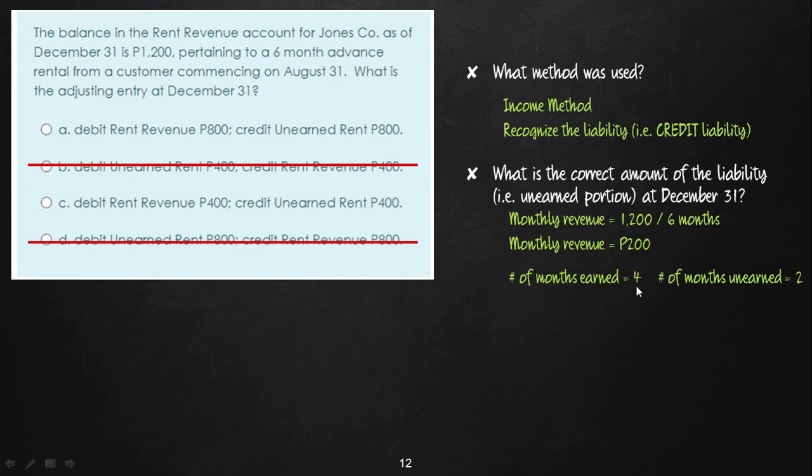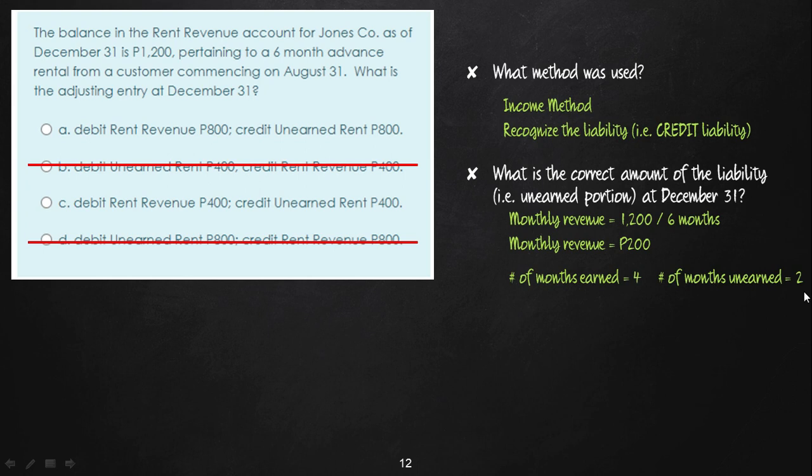Now, ang coverage niya class nga rental received in advance is 6 months man. 6 months ang coverage. Pero ang na-earn pa lang nato for the period is 4 months. So 6 months ang total coverage, we have rendered the service good for 4 months. So therefore, ang mahibilin kay 2 months nga unearned.